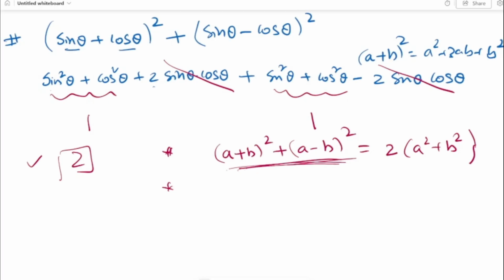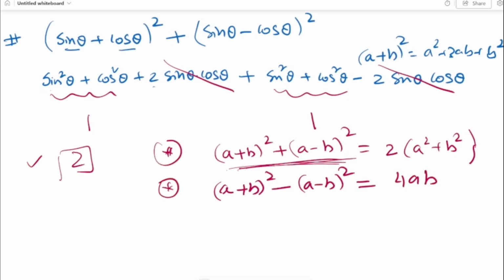I'll give you an example. Likewise, (a plus b) whole square minus (a minus b) whole square: the a square and b square cancel out, and we end up with 4ab. Now I'm going to solve a problem using this with trigonometry, and you'll be amazed at how this formula is going to help you.